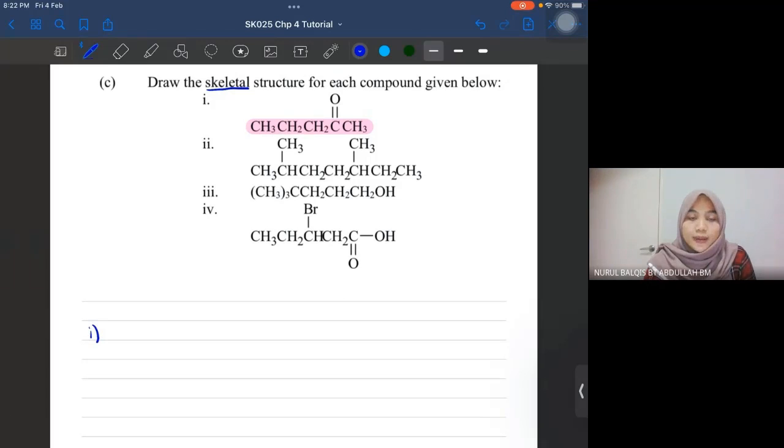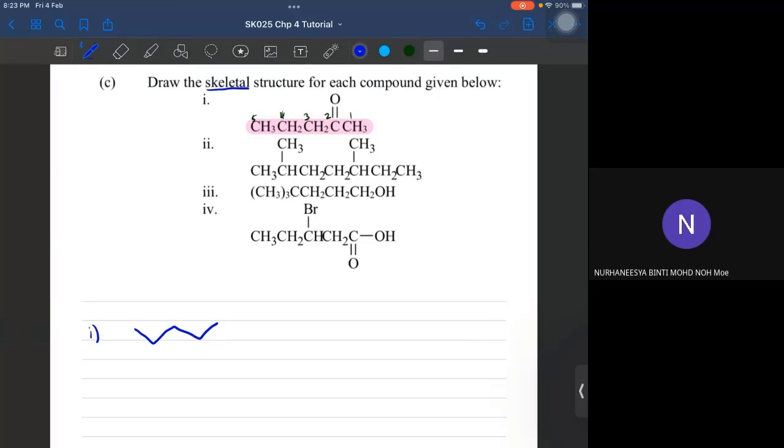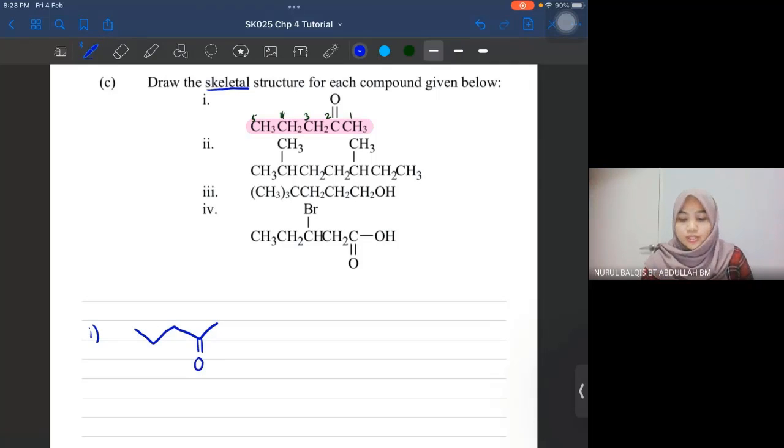Okay, this is no problem, because your friend asked whether you must start from above or below. No problem, as long as you draw a zigzag, because each vertex will represent one carbon. So we have 1, 2, 3, 4, 5. Make sure 5 first. And then the first carbon we will count from here. On the second carbon you have double bond O. No problem even though you see the double bond O is above but this one is below, it's the same.